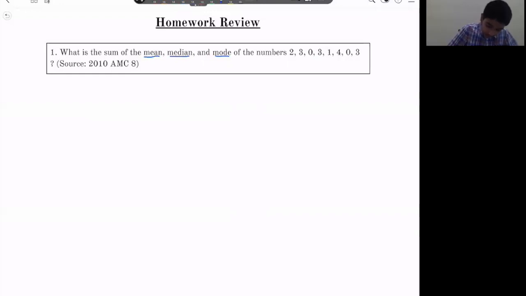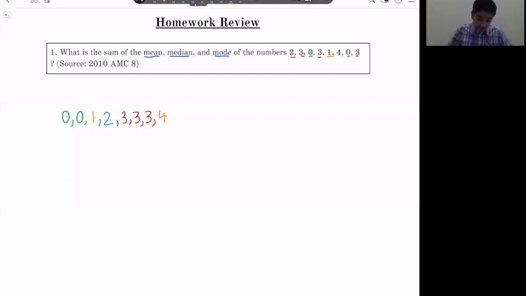So let's find the mean first. Let's first order our numbers. We see that there are 2 zeros, there's only one 1, there's only 1 2, there are 3 3s, and there is 1 4. Let's just make sure this is correct. Originally we have 1, 2, 3, 4, 5, 6, 7, 8 numbers, and now we have 1, 2, 3, 4, 5, 6, 7, 8 numbers. So we're good.